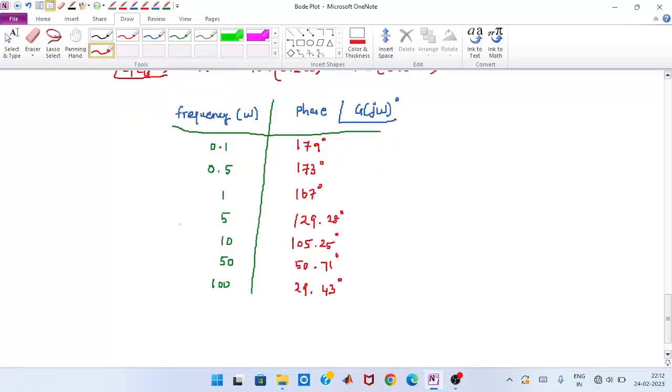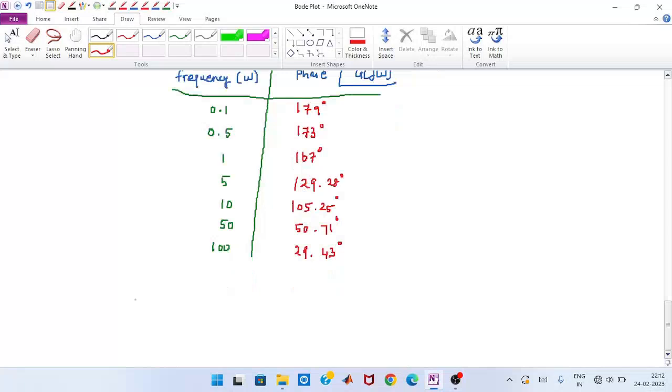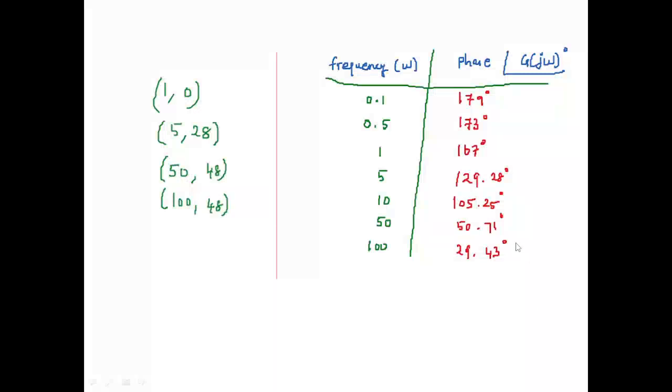So now our job is to plot both the magnitude plot and the phase plot in a similar sheet. Go to the plotting section, right? After finding the magnitude plot and the phase plot for the various ranges of frequency, now we have to plot those things into a similar sheet. We have considered four different frequencies: 1, 5 radian per second, 50 radian per second, 100 radian per second. The corresponding magnitudes are 0 dB, 28 dB, 48 dB and 48 dB. Similarly, for the various ranges of frequency 0.1 to 100, the corresponding phase is also calculated.